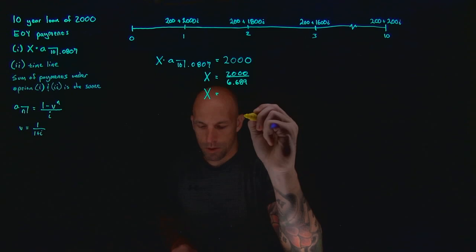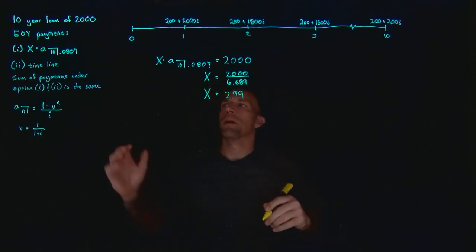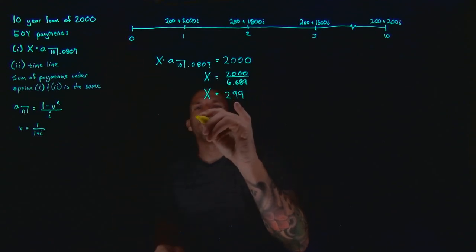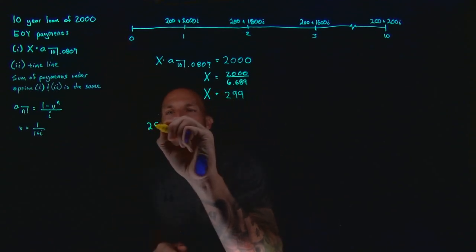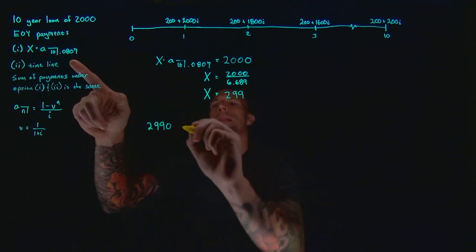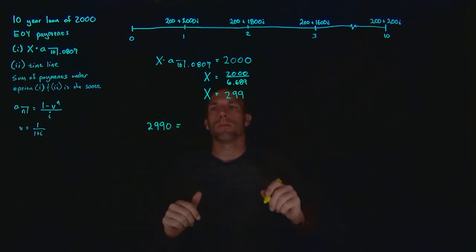which means that the value of our payments is about $299. But we're going to make 10 of those payments. So multiply this by 10 to get the sum of all the payments from method 1. And that's going to be equal to the sum of all the payments from method 2.